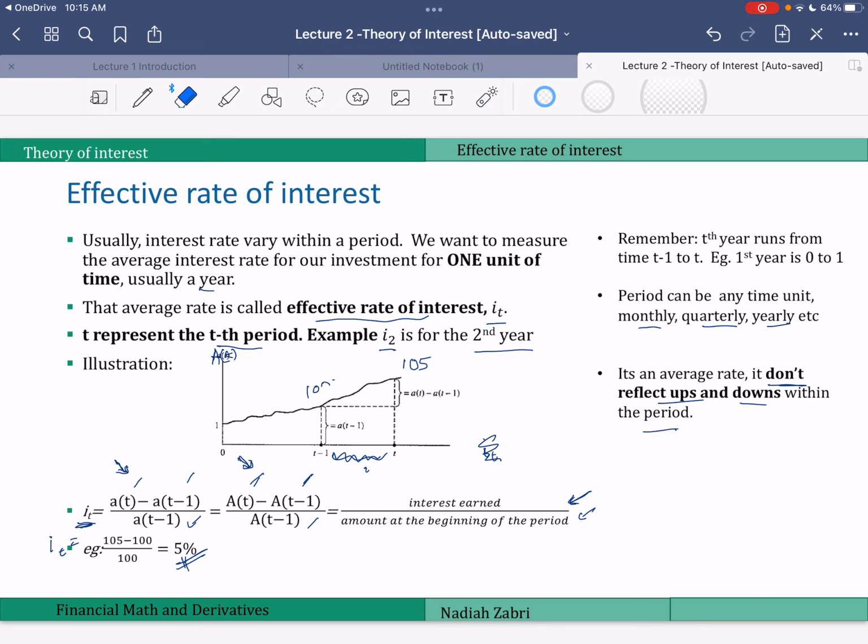But in reality, you just need to know that the effective rate of interest only takes into consideration the beginning and the ending value. It totally ignores the ups and downs within that period.